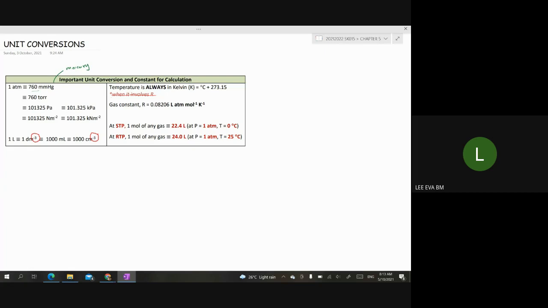Okay, at the same time, 1 atm equals to 760 torr. Okay, or it can be equivalent to 101325 Pascal. Now, Pa stands for Pascal. And then kPa stands for kilopascal. So perbezaan dia cuma decimal point saja untuk kedua-dua ni.